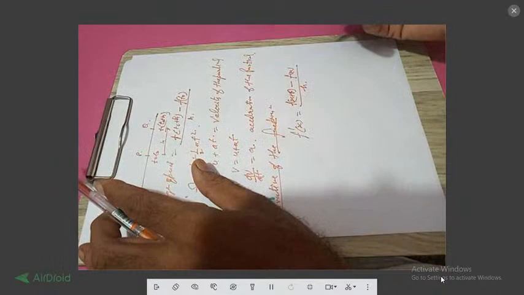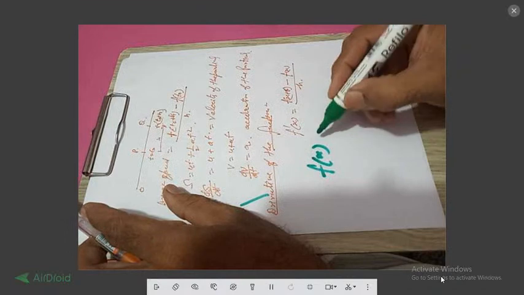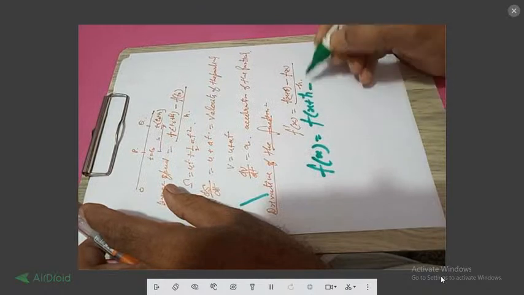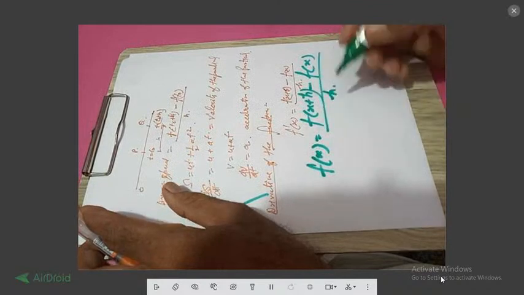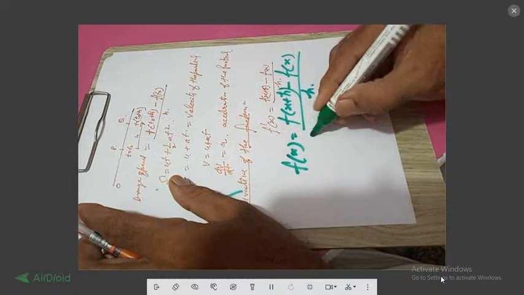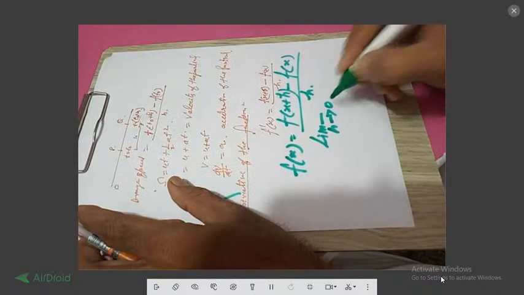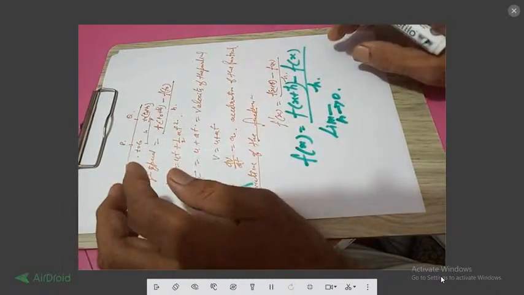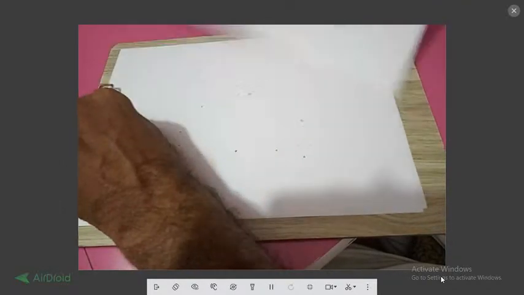Otherwise, we can also say f dash x is equal to f(x plus h) minus f(x) oblique h. H may also be denoted as delta, and we take the limit h tends to 0. This is fundamentally the first principle. In the first principle rule, we use this formula and solve the problems.